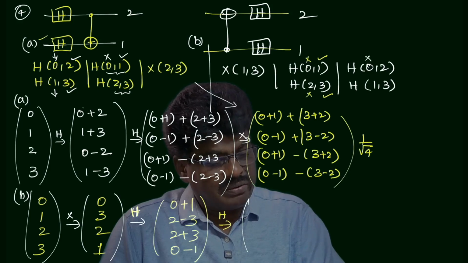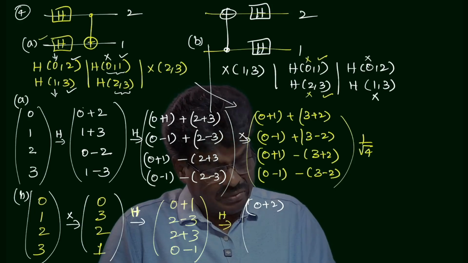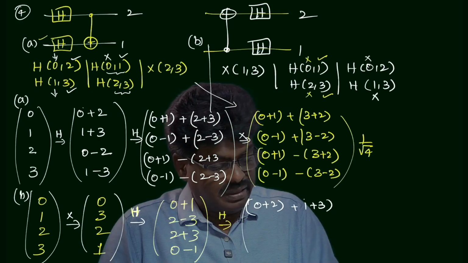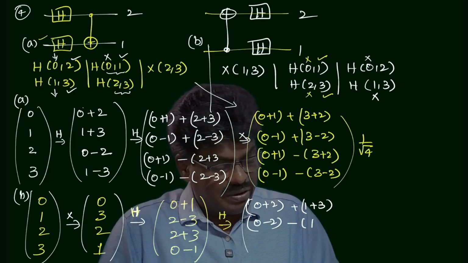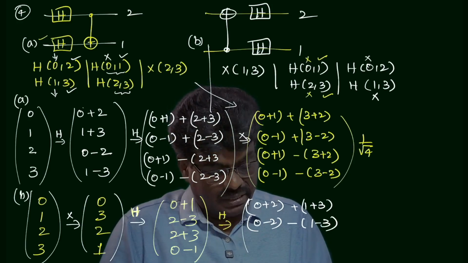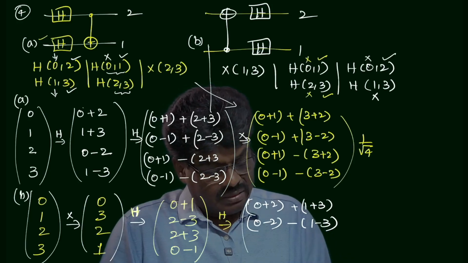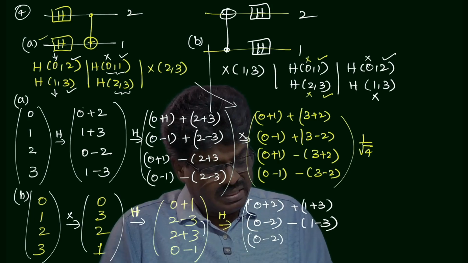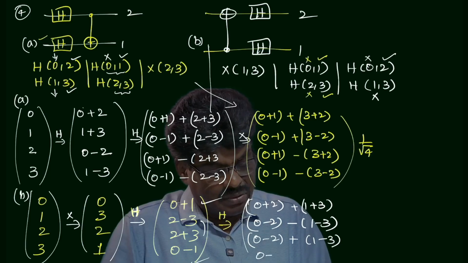So here 0 off, so 0 plus 2. Next 1 off, that's why 1 plus 3. Next 2 on, 0 minus 2, minus 3 on, 1 minus 3. I hope you understand. 2 on, see here, that is 0 minus 2. Just see that above and change the middle sign, plus 1 minus 3. Already you have written 0 plus 1, and here it is 0 minus 1. Take that above 1 and change the minus.